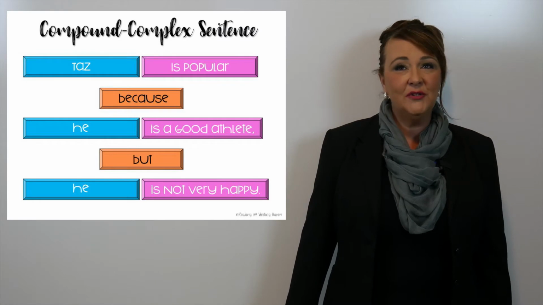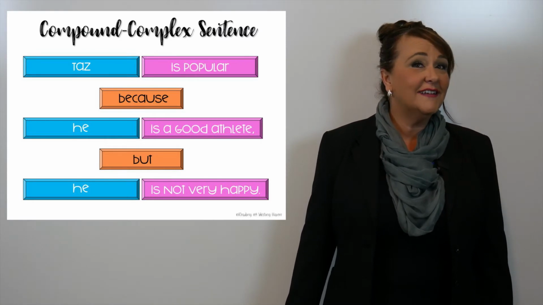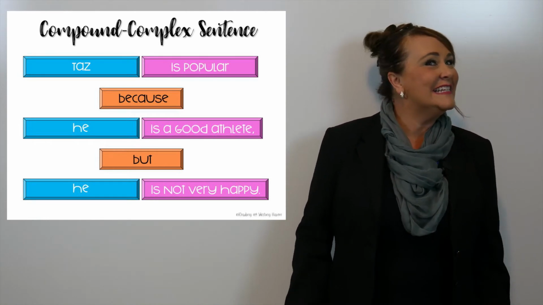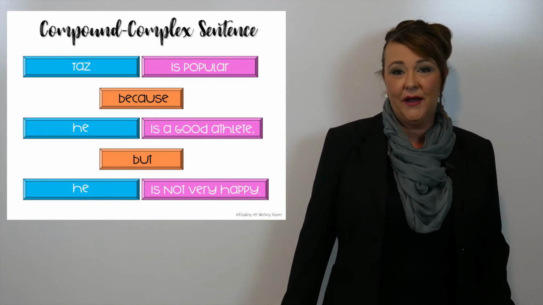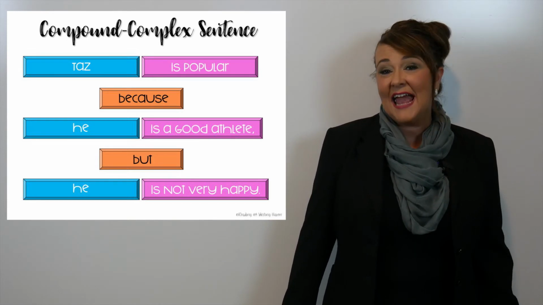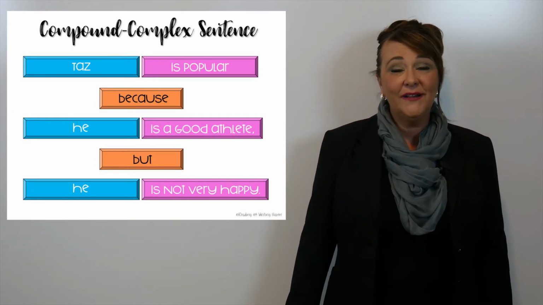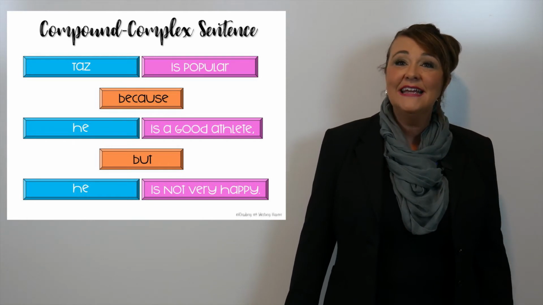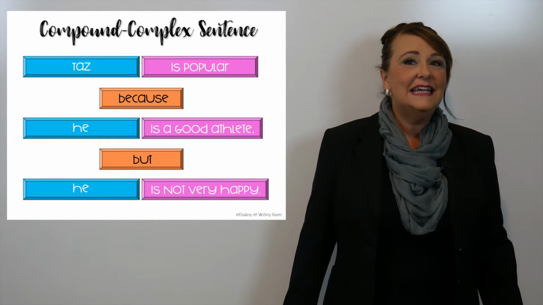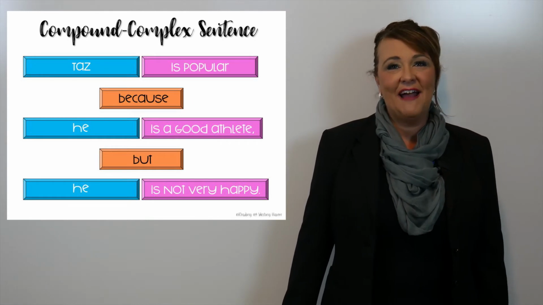Let's look at it broken down even a different way to help you understand. So here we have a subject and a predicate, and another subject and a predicate, and an additional subject and a predicate. The sentence reads like this: Taz is popular because he is a good athlete, but he is not very happy.